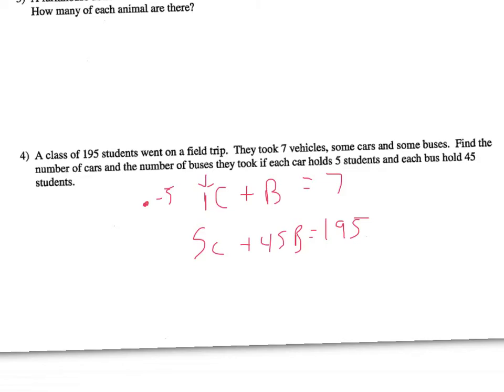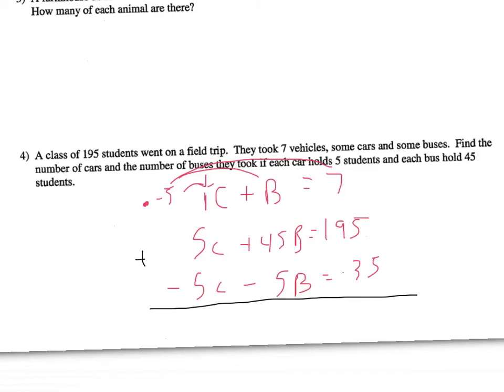Negative 5 times c is negative 5c. Negative 5 times b is minus 5b. And negative 5 times 7 is negative 35. Now we can go ahead and add all these lines up. Our c goes bye-bye. If you add our b's, 45 plus negative 5 is 40b, and 195 plus negative 35 would give us 160.